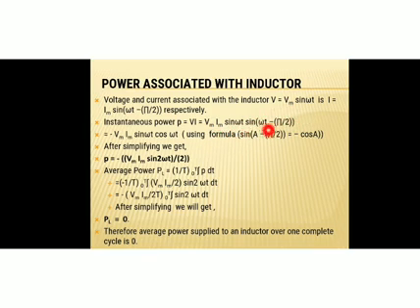So instead of sin omega t minus pi by 2, substitute minus cos omega t. And after simplifying, you will get power P equal to minus Vm Im by 2 sin 2 omega t. Okay, how? Divide this expression by 2 and multiply this expression by 2. You will get minus Vm Im by 2 sin omega t cos omega t.